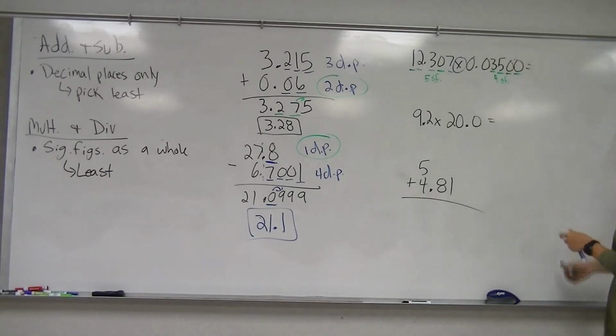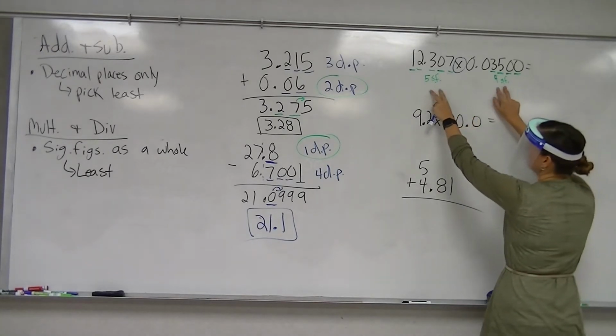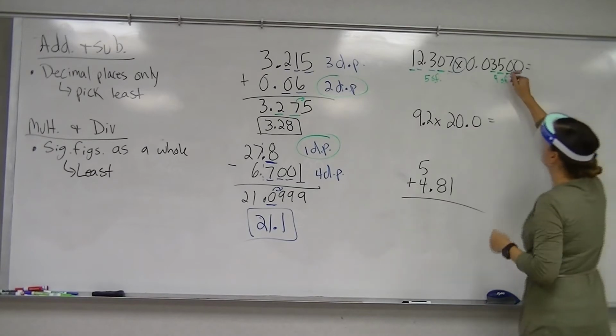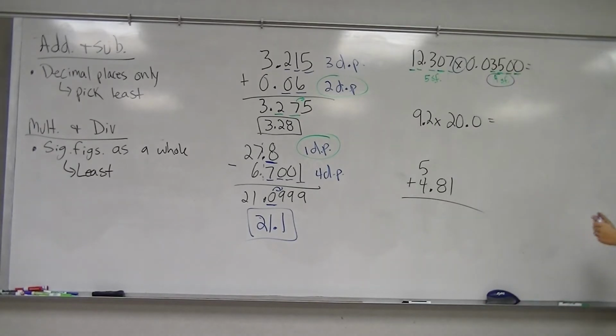Now, just like with decimal places, we're still picking the least. So you're looking at the sig figs, which one's smaller? It's going to be the 4. So that means once I get my answer, I'm going to round it so I have 4 total significant figures.